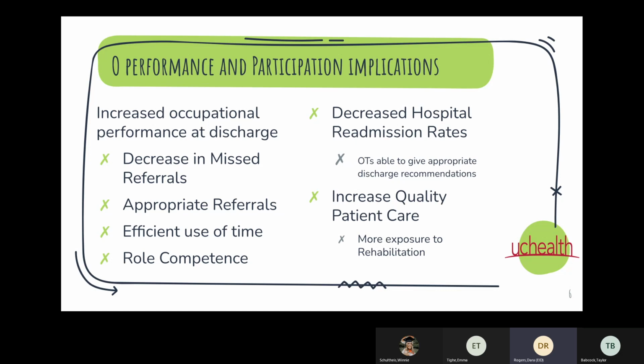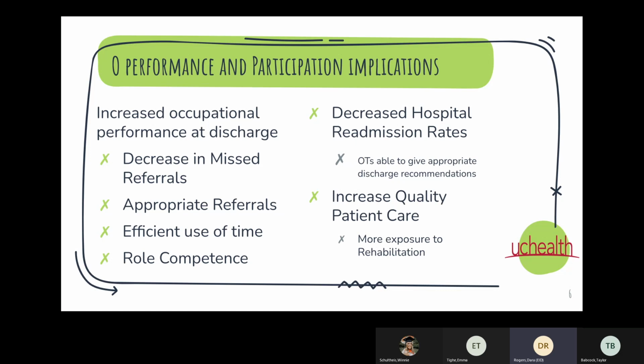If OTs are not able to see the appropriate patients, those patients could miss out on the appropriate discharge recommendations given by OTs, which could lead to readmission to the hospital if that individual was not safe to discharge home. If a patient needs OT and does not receive it, obviously they're not receiving the highest quality of care and will have difficulty reaching their full potential for occupational performance at discharge due to receiving less exposure to rehabilitation while in the acute care setting.